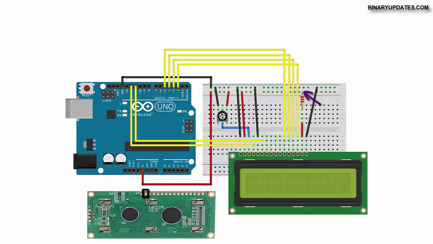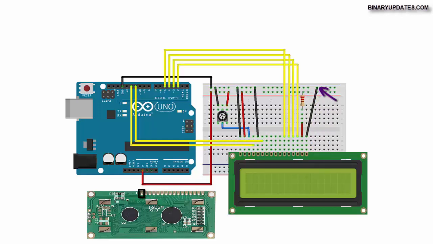What remains on the LCD side is pin number 15 and 16. Pin number 15 is the anode, which will connect to the plus 5 volt pin of the Arduino via a 220 ohm resistor, and LCD pin number 16, which is K for cathode, will connect to the ground pin.